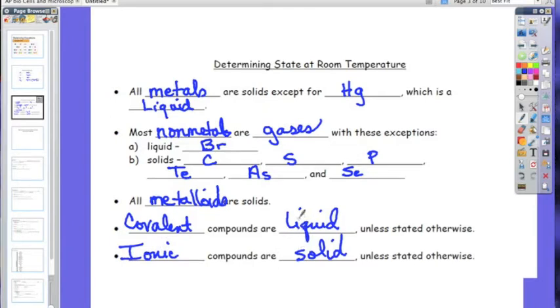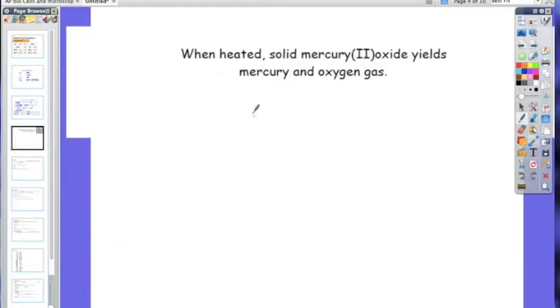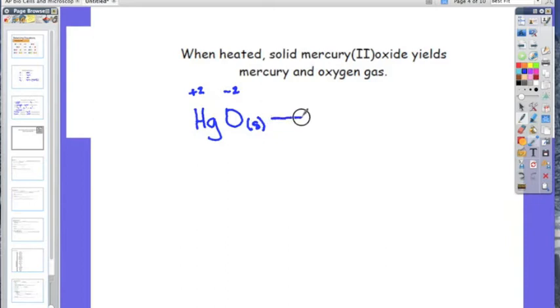So how do you use these in an equation? If you look at this, it says when heated, solid mercury II oxide yields mercury and oxygen gas. To write this equation out, we would write solid mercury oxide, mercury and oxygen. This is a -2, this is a +2, so it's 1 to 1. It says this is a solid, so we put a little subscript s in parentheses. And when it's heated, there's our arrow, and for heat, we put a triangle. So that means heat.